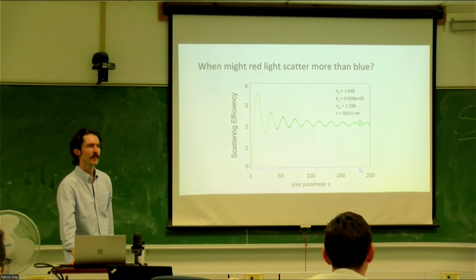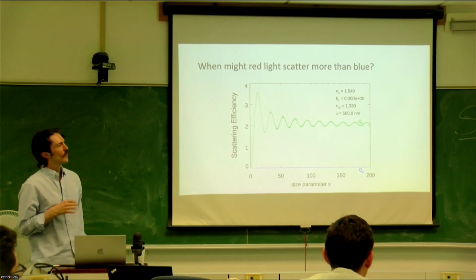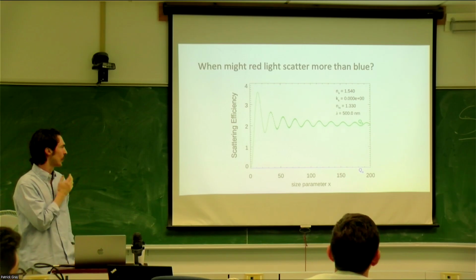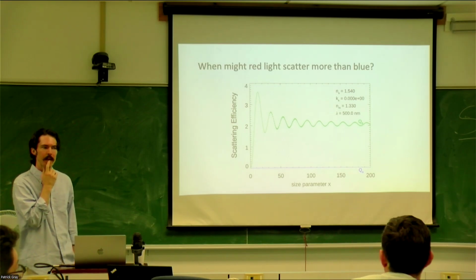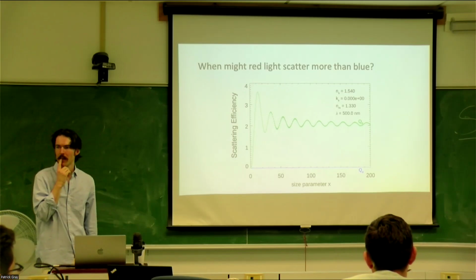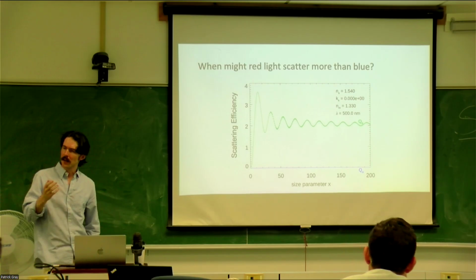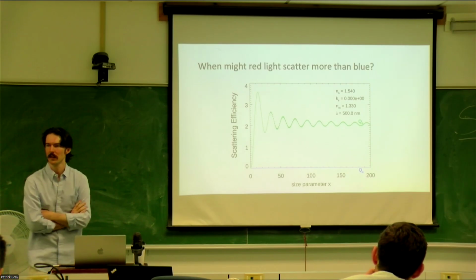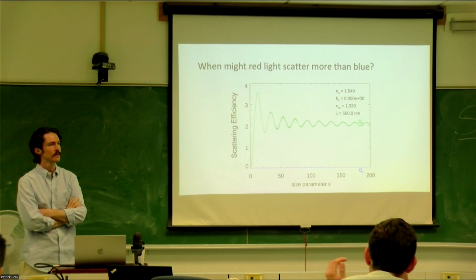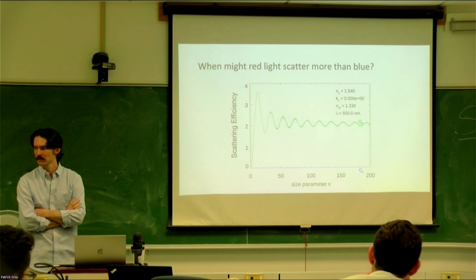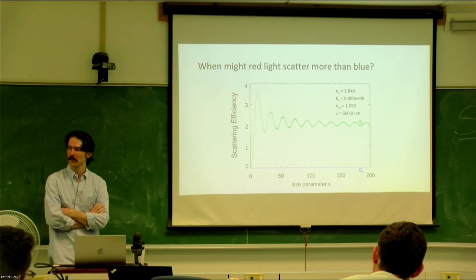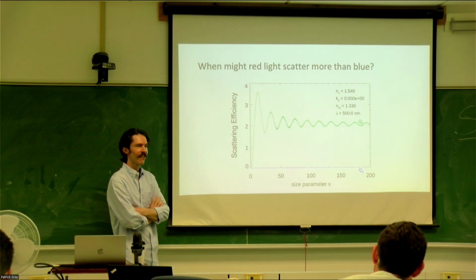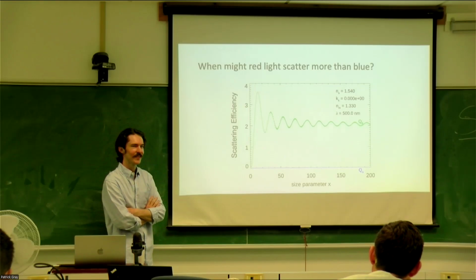Okay, so a question for you that might be a little less intuitive. When might red scatter more than blue? And the answer is in this plot. Part of it, but not all. Where would we be on this plot that red scatters more than blue? On the troughs, but almost. Somebody shouted out.